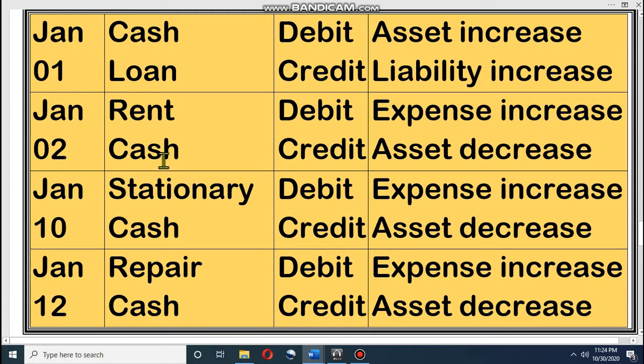And on the other hand, cash is our asset. If an asset decreases, then it is credit. Dear student, rent expense increases, that's why it is debit. On the other hand, cash is our asset and it decreases. Earlier you learned cash asset increases, that's why cash debit. This cash asset decreases, that's why credit. Dear student, keep it in your mind. If for any purpose our cash money decreases, the cash account will be credited, and the reason is asset decreases.